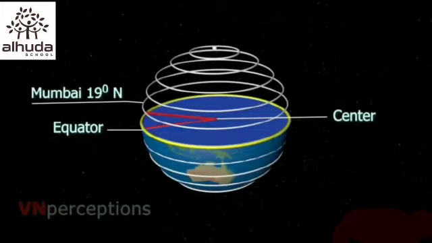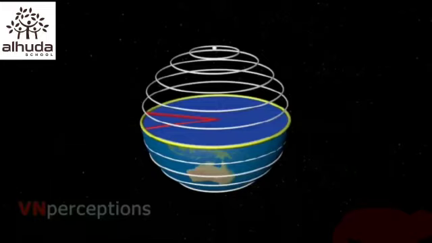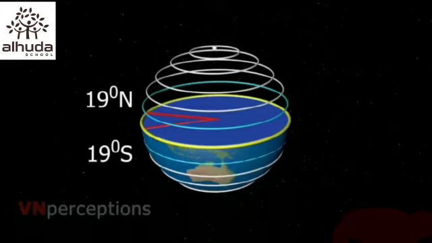Another angle of 19 degrees can be measured south of the equator. So there are two 19 degrees, one in the north and the other in the south. So it must be clearly mentioned: when I say 19 degrees, Mumbai is at 19 degrees north. The line of latitude is then drawn through Mumbai parallel to the equator. This parallel of latitude is 19 degree north latitude. Any place or point on this parallel of latitude would form an angle of 19 degrees at the center.